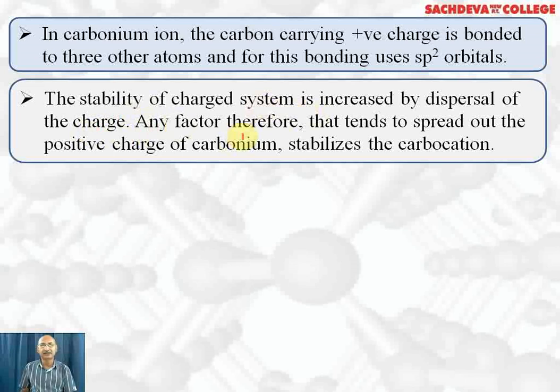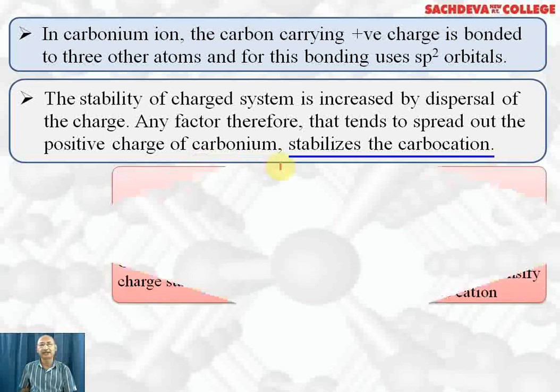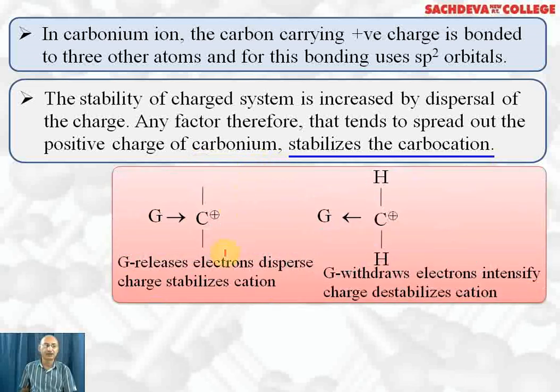Any factor therefore that tends to spread out or decrease the positive charge of carbonium ion or negative charge of carbanion stabilizes the carbocation or carbanion. First we are taking carbocation stabilization. Here there is a group which releases electrons and decreases the positive charge and stabilizes the carbocation. This group is electron withdrawing, which increases positive charge on carbon and destabilizes the carbocation.